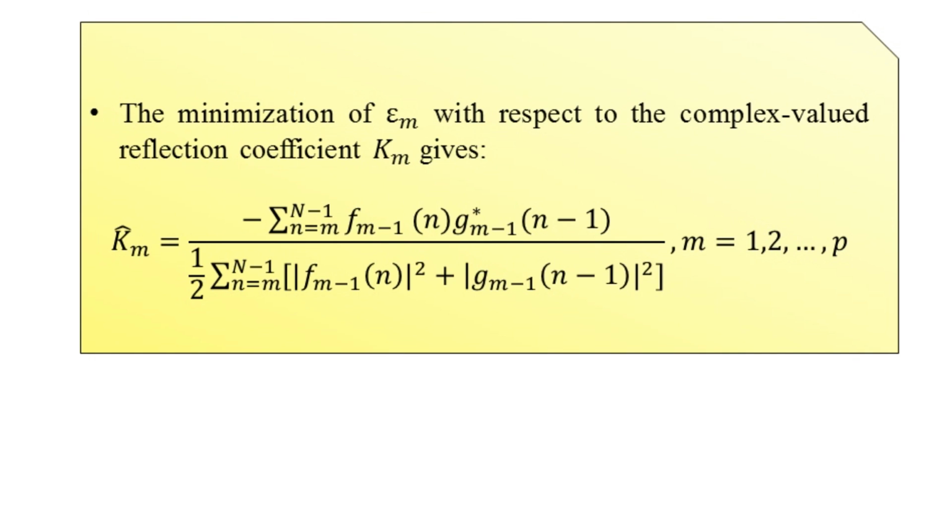It is represented as 1 by 2 multiplied by the summation for n is equal to m to capital N minus 1, and this summation is performed on the square bracket that has the addition of the two mod squares. The first one is mod square of f suffix m minus 1 of n, and the second term is mod square of g suffix m minus 1 of n minus 1 here.